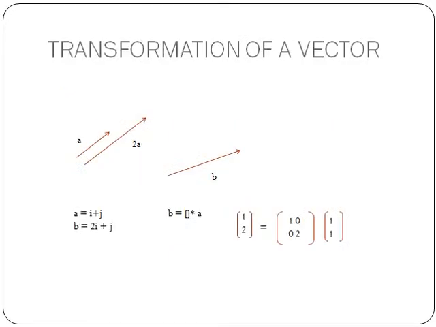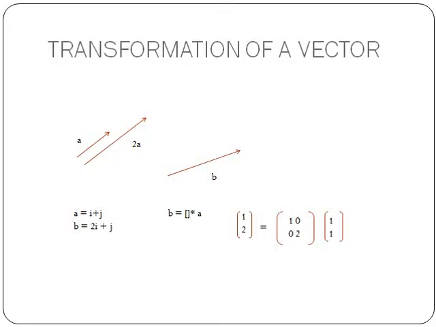Okay, then comes the next law, the transformation law. Before that we should understand what a transformation is. You see a vector A here, and if you multiply it with any constant, only the magnitude changes. It will not change the direction. So you see vector B is in another direction.